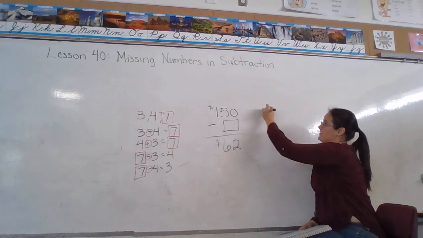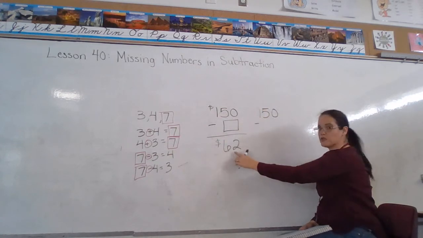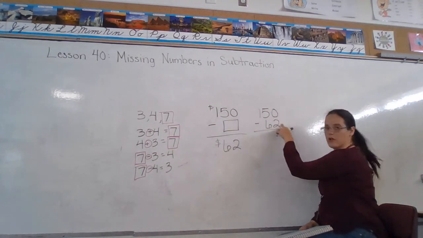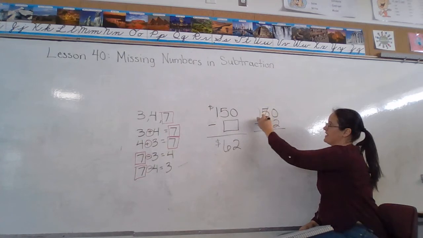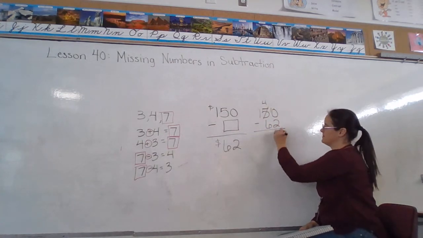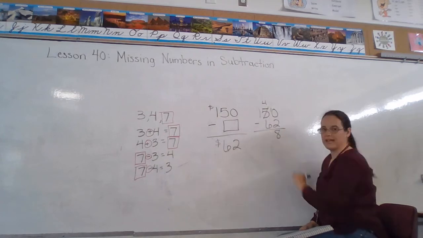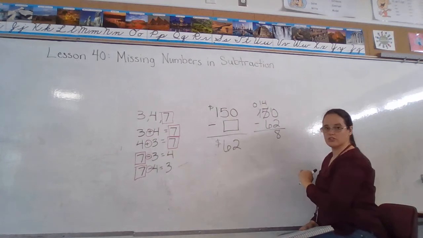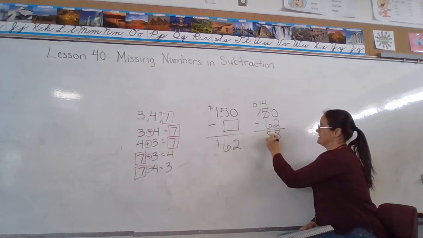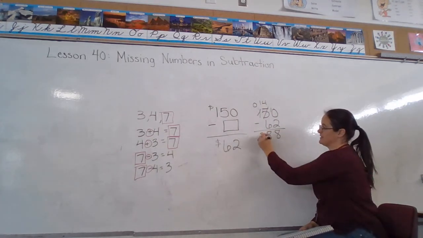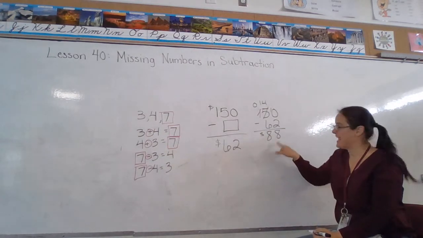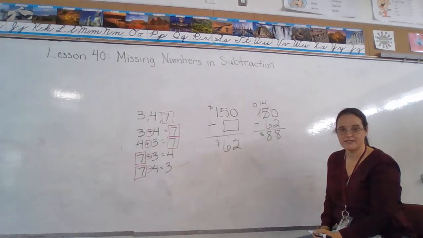So I take 150 and I subtract 62. 0 minus 2, I can't do that, I have to borrow. 10 minus 2 gives me 8. 4 minus 6, can't do that, I have to borrow. So now 14 minus 6, again gives me an 8. This is money, so I'll put in a dollar sign there. I think my answer is $88.